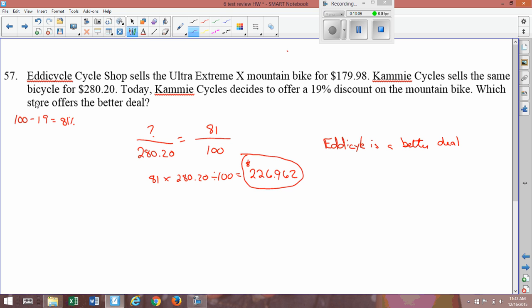A Cycle Shop sells the Ultra Extreme mountain bike for $179.98. Kameen Bike sells the bike for $280.20. Today, Kameen decides to offer a 19% discount on the bike. Which store has the better deal? You're going to take your 19%, subtract it from 100. That leaves you with 81. Then we crisscross divide. So $226.96 is going to be Kameen Cycles. But your Eddie's Cycle Shop still sells it for $179.98. So Eddie's is the better deal.